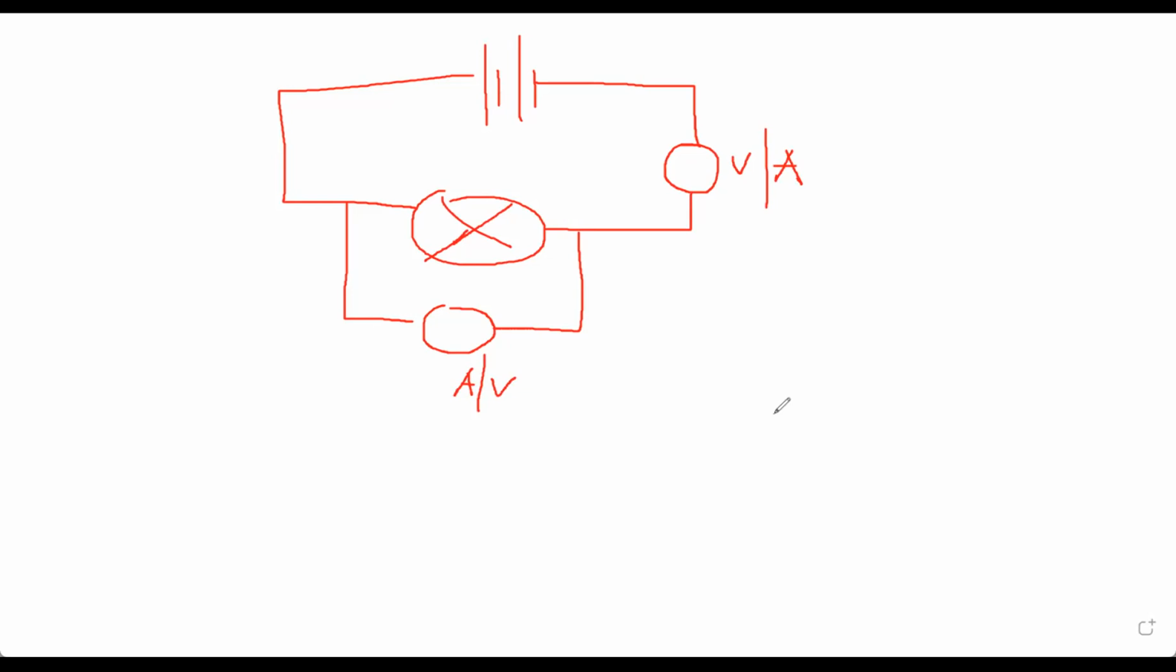Which one? Ammeter here, voltmeter here. Confirm? Yeah, you're correct. This is the voltmeter and the ammeter. Guys, why do I connect it this way? I think most of you learned that voltmeters are always connected in parallel and ammeters are always connected in series, right? Why do we do that?